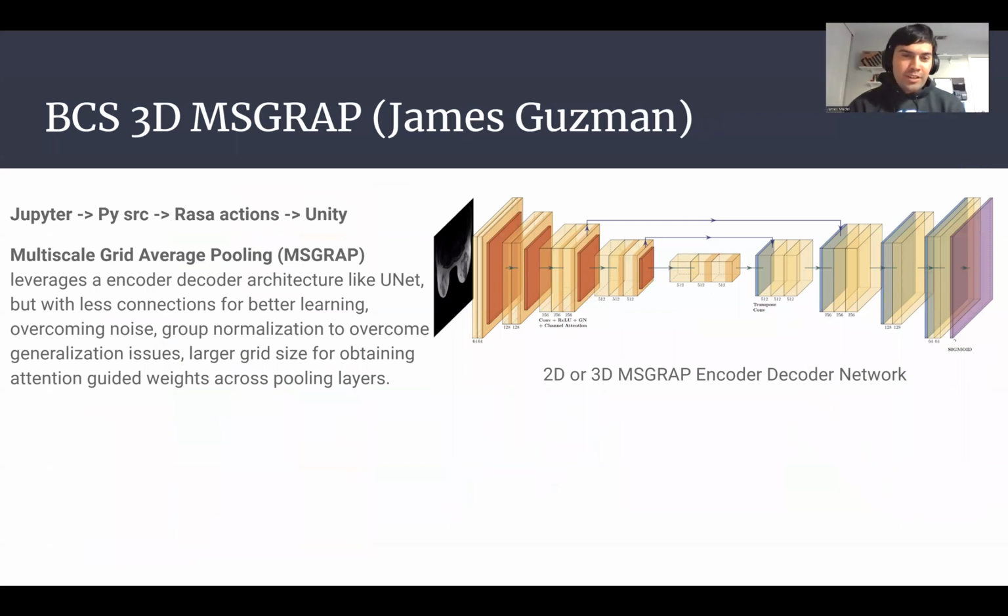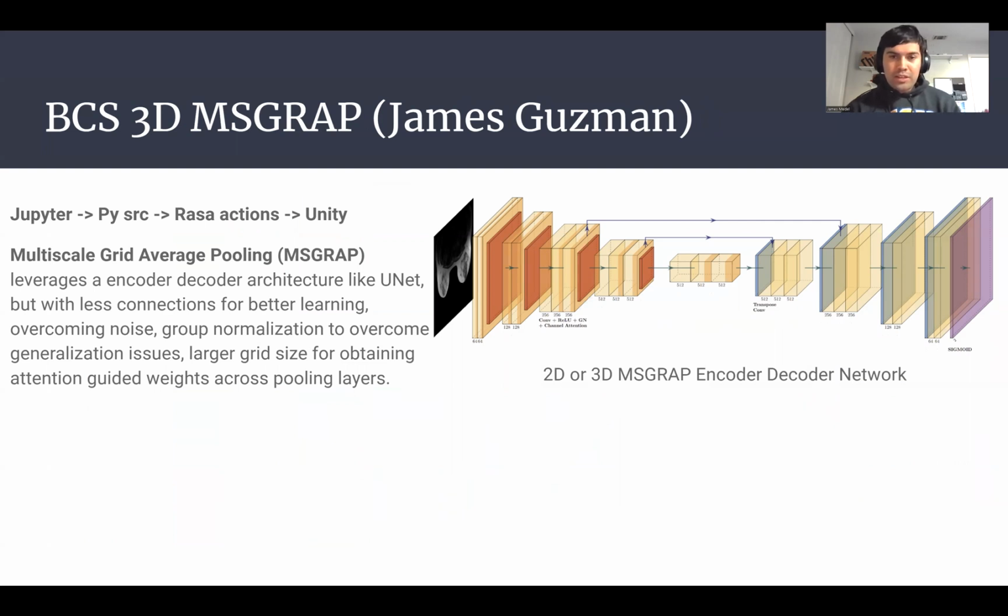Hi, everyone. So I also took a route of reading research papers and then found MSGRAP, multi-scale grid average pooling. It's similar to Unet, except that they utilize less connections between the encoding and decoding within the architecture.